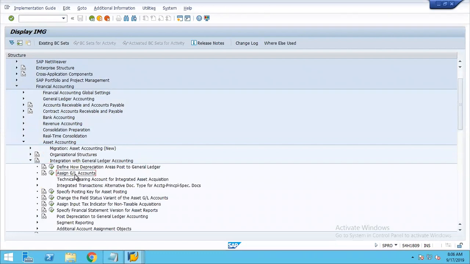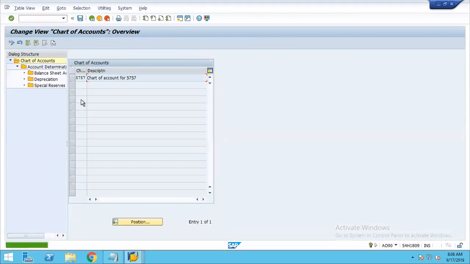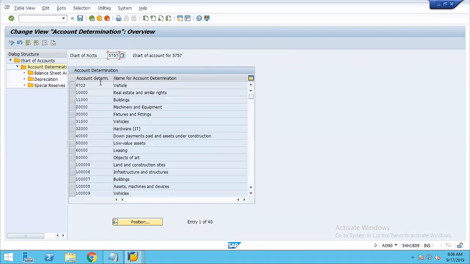Here, assign GL accounts. If you see over here, of course, we have only one chart of accounts. That's fine. And in account determination, you see, these are all different asset classes. We will discuss what this account determination is and how it is linked to the asset class, with the screen layout and those things. These are also known as asset classes.